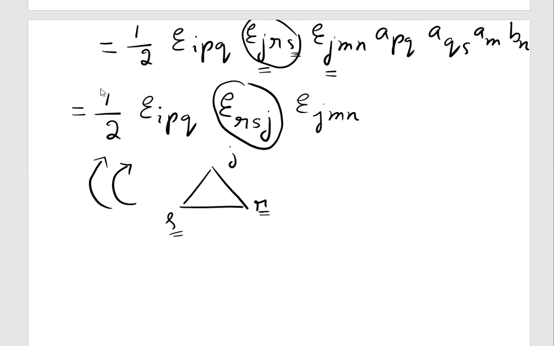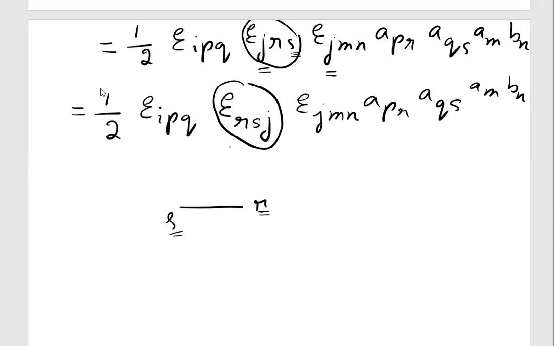The remaining as it is. Everything is same now: a pr, a qs, am, bn as it is. See, this is r here. Okay, now this I don't want now, so I'll just write it up. Now we can use the epsilon delta identity for these two epsilons.